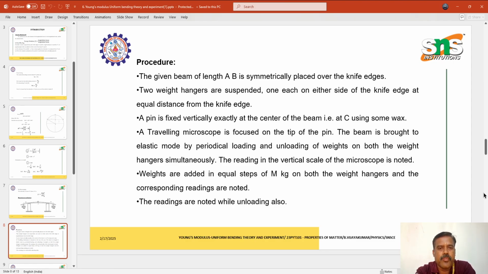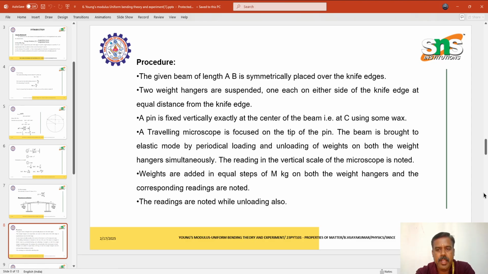The given beam of length AB is symmetrically placed over the knife edges. The two weight hangers are suspended, one on either side, at an equal distance from the knife edges. A pin is fixed vertically exactly at the center of the beam, using some wax. A traveling microscope is focused on the tip of the pin. The beam is brought to the elastic mode by periodical loading and unloading of the weights on both weight hangers simultaneously.